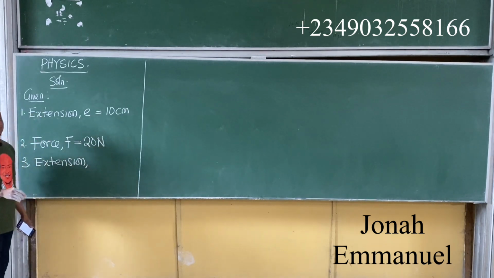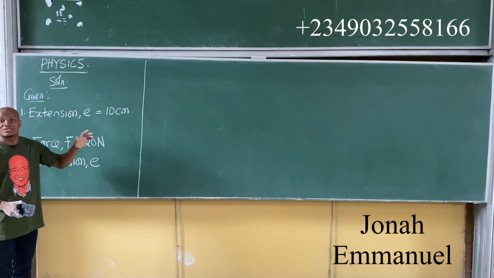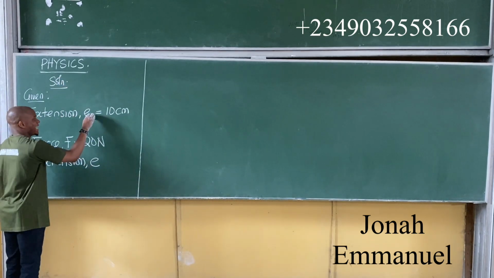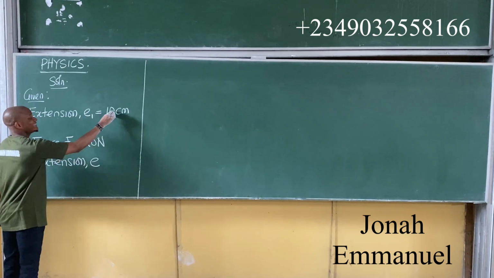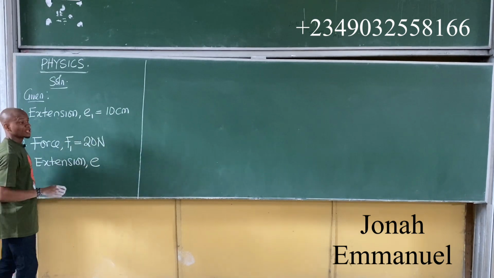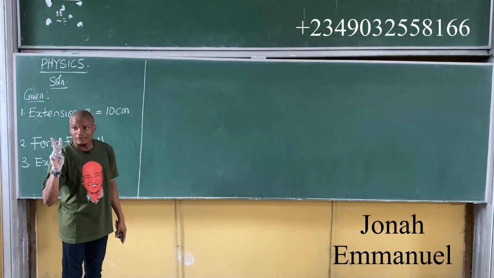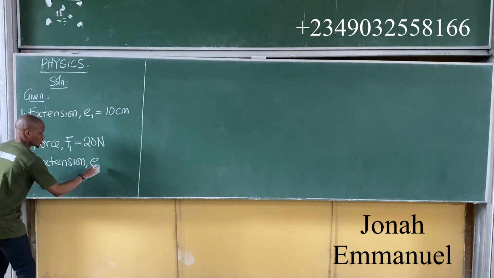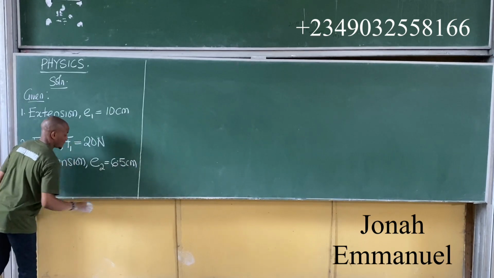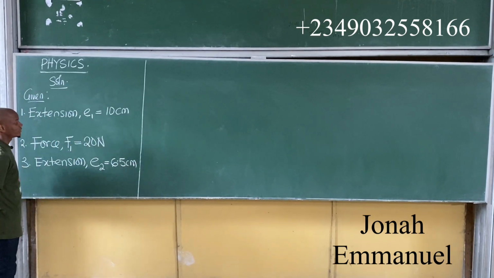Now, here's the concept. In my question here, how many extensions do I have? Two extensions. So let me call this extension 1, and this extension was caused by this force, which I'll call force 1. The question says, what force will be needed? That means there is a second force. So call this extension 2. This was 6.5 cm. I'm about to find what force. So force 2 is unknown.